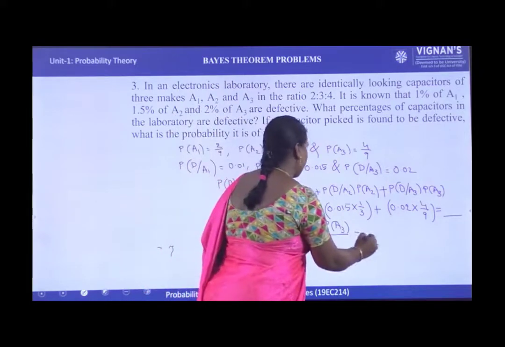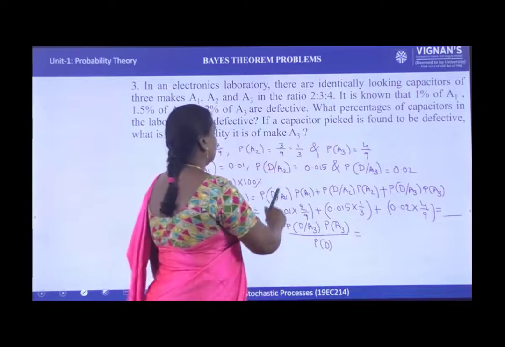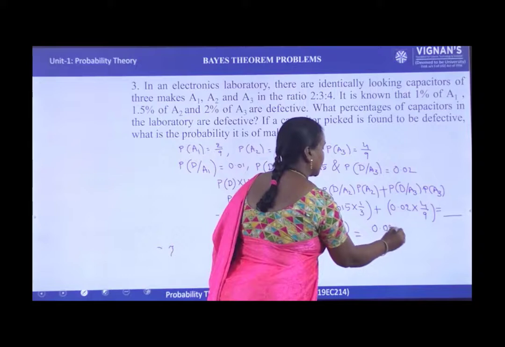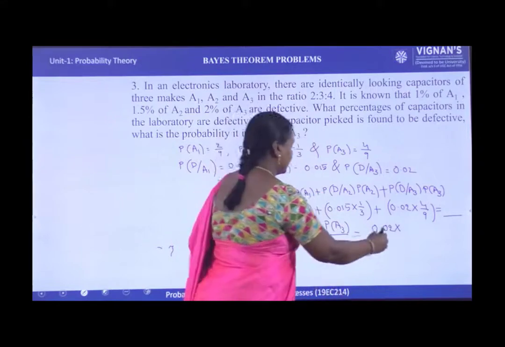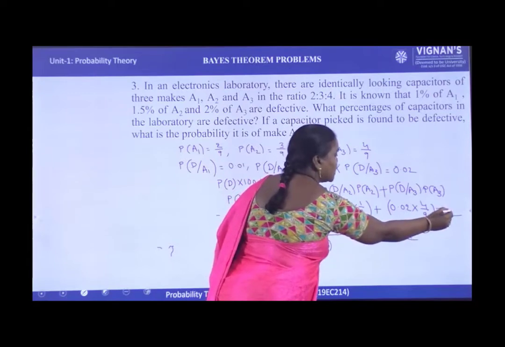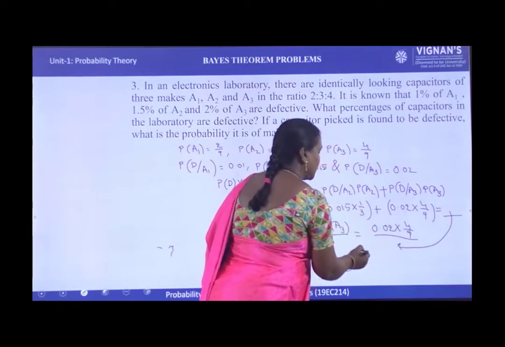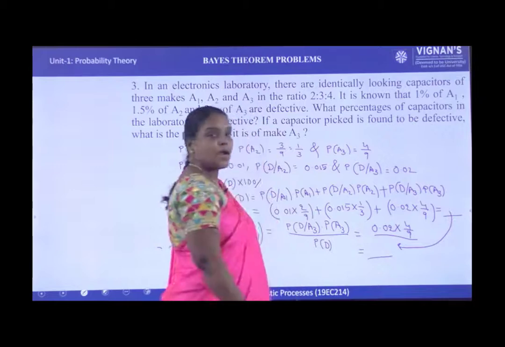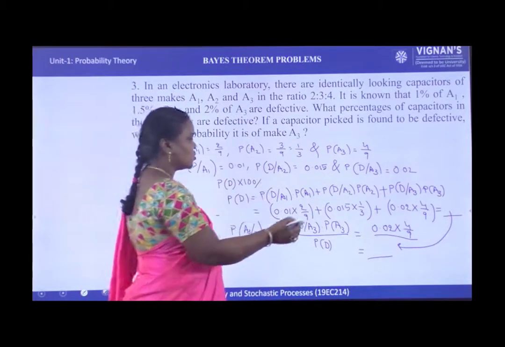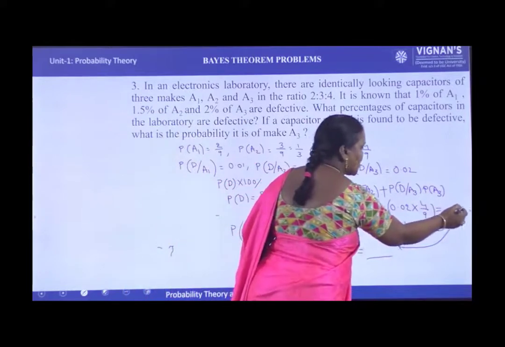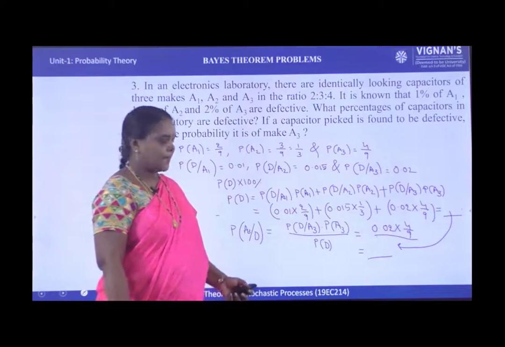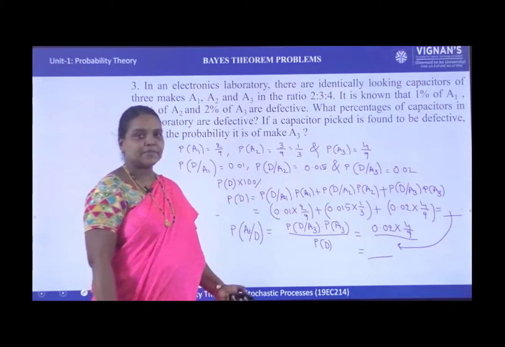So what is P of D by A3? It is 0.02 into what is P of A3? 4 by 9 by whatever the answer you got, you substitute here, then you will get the final answer. And here actually the first bit is how much percentage. So whatever the value you got, P of D into 100% will be the first answer. Okay. Now let us see the next problem.